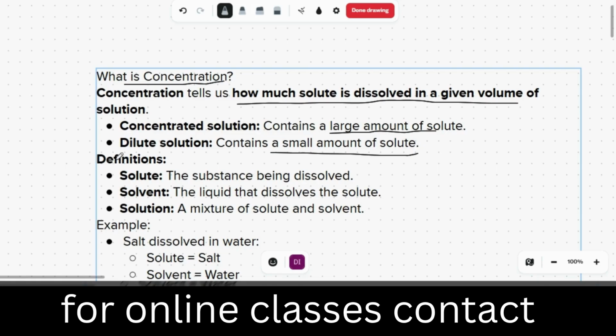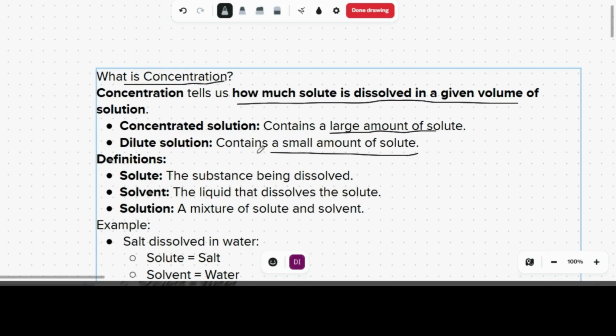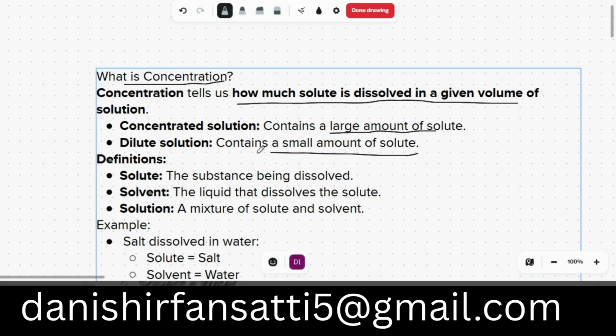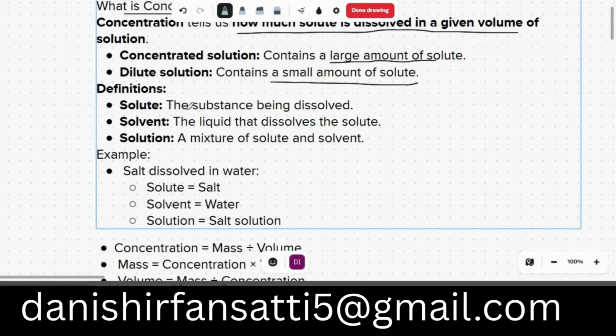For example, if you dissolve a large amount of sugar in a cup, that is called a concentrated solution. If you dissolve less sugar, just 1 tablespoon, that's called a dilute solution. Definitions: solute is the substance being dissolved. Solvent is the liquid that dissolves the solute. For example, solute could be sugar and solvent could be tea. And the solution is the mixture of solute and solvent.